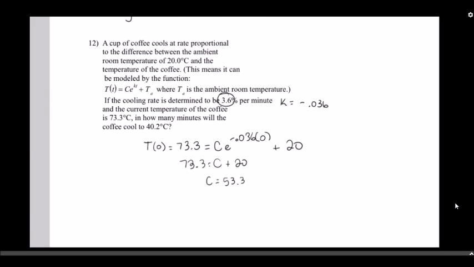Now, in how many minutes will the coffee cool to 40.2? So they're asking in how many minutes. We're solving for time. Will the coffee cool to 40.2? So that's our future temperature. 40.2 equals 53.3 e to the negative 0.036, and we're going to call this t, and that's the value we're solving for.